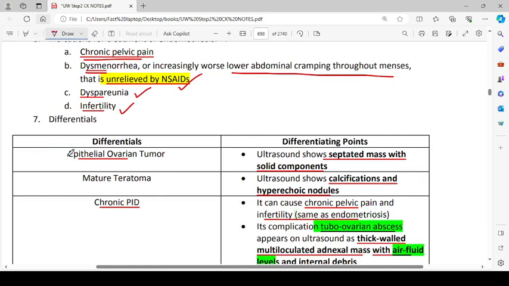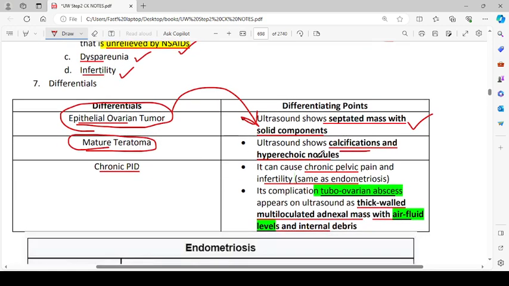So the differentials are epithelial ovarian tumor. In epithelial ovarian tumor, ultrasound shows septated mass with solid components. Then mature teratoma is a differential. Ultrasound will show calcification and hyperechoic nodules. And in chronic pelvic inflammatory disease, it can cause chronic pelvic pain and infertility, same as endometriosis. Its complication is tubo-ovarian abscess, which appears on ultrasound as thick-walled, multiloculated adnexal mass with air fluid levels and internal debris.